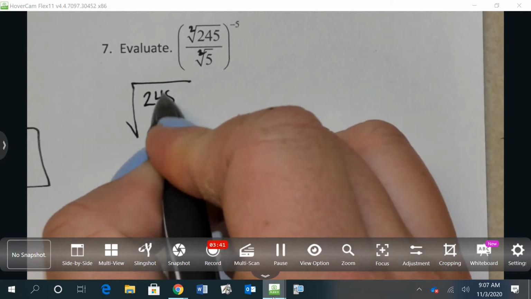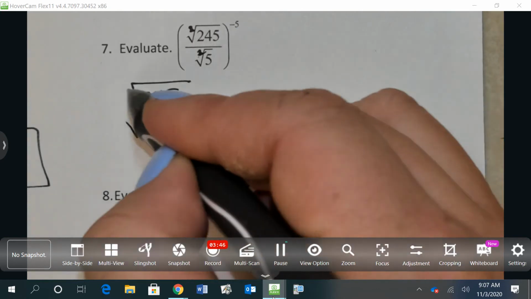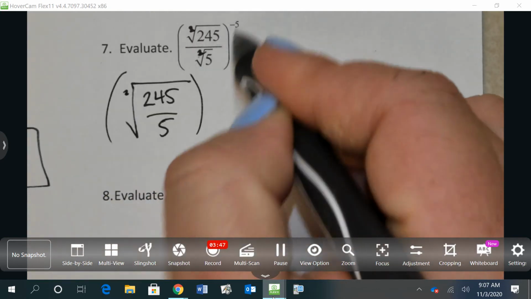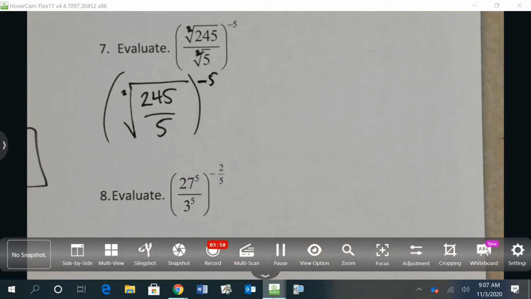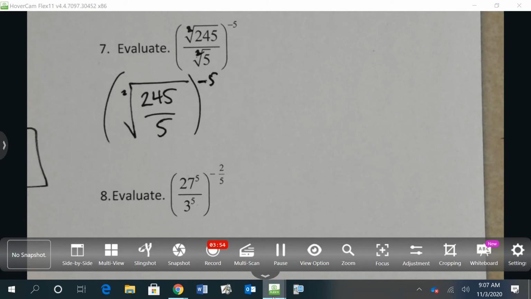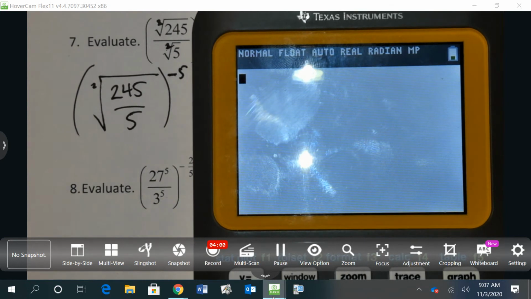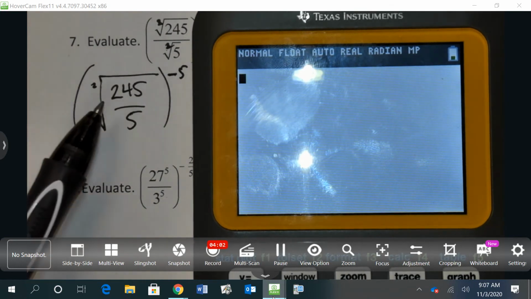So 245 divided by 5. So it's underneath the same radical because it's the same nth root. Then afterwards, I'll apply the negative 5. So normally I would jump into Desmos because that's what you're going to most likely be using unless you have a graphing calculator. But for the purpose of today, knowing that I only have 30 minutes to get through this lesson, I'm just going to use a graphing calculator.